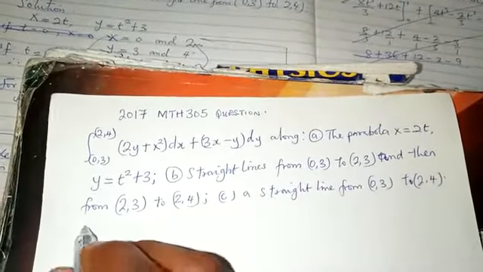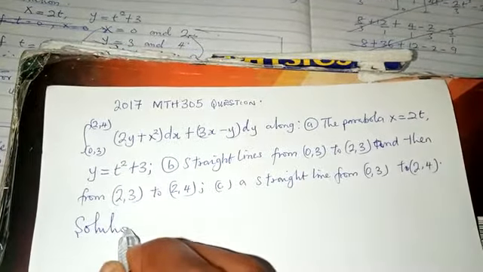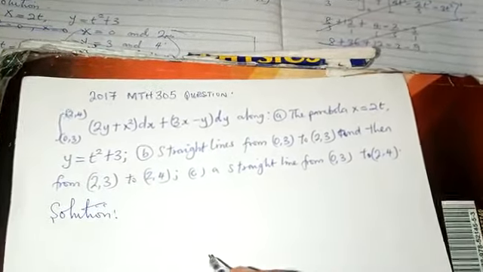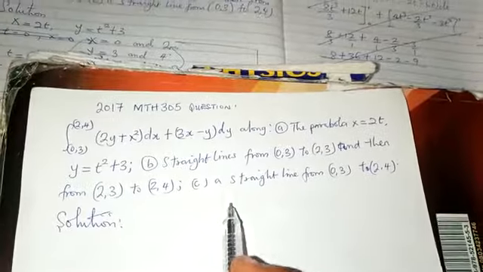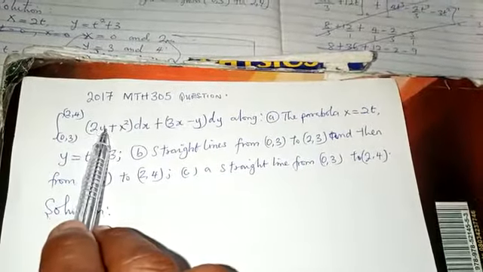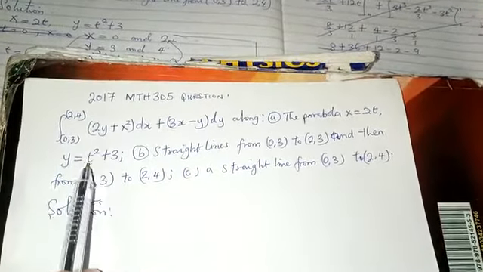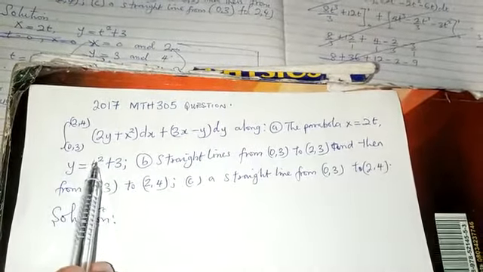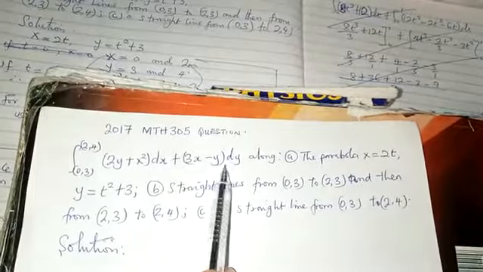Remember, you are given something. What you are given there is x equals 2t, which is a parabola. That simply means that you are going to substitute them into this equation. This place is y, but in the question they have already given me that y is t squared plus 3. So you are going to do some substitution.